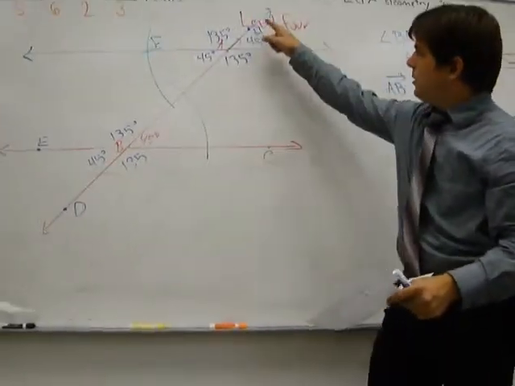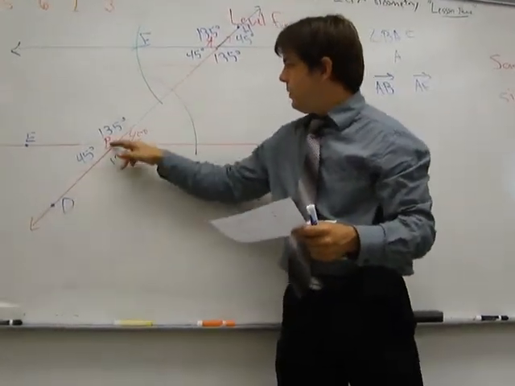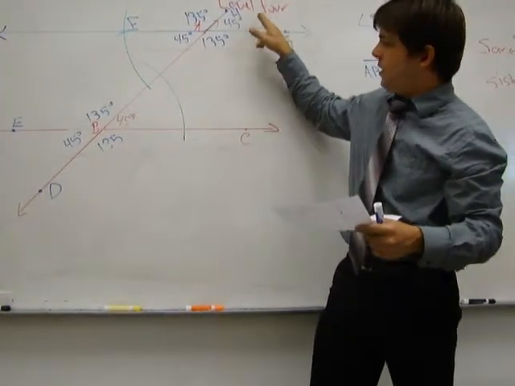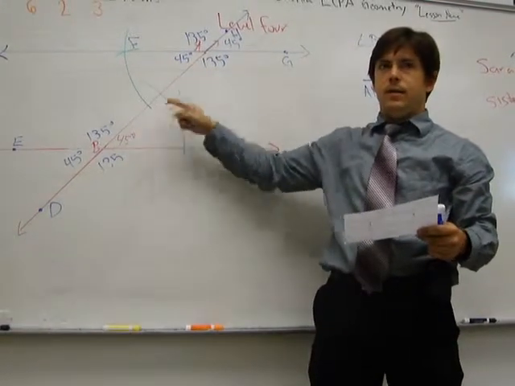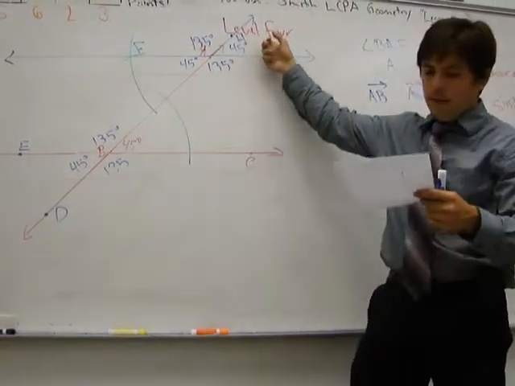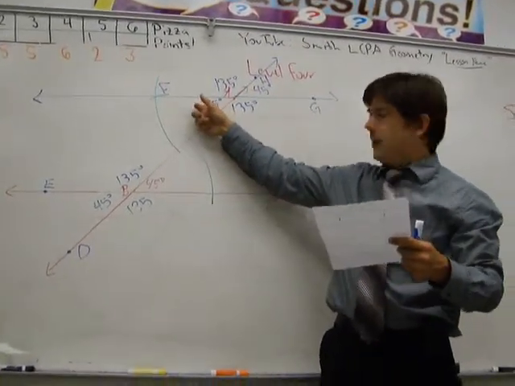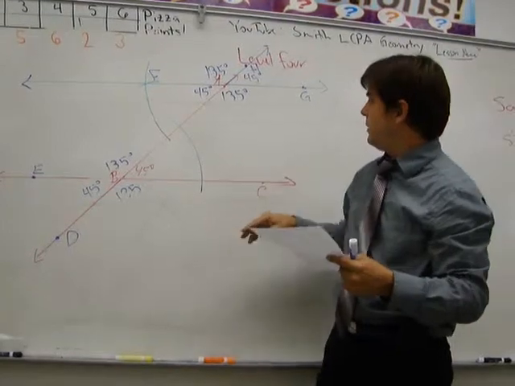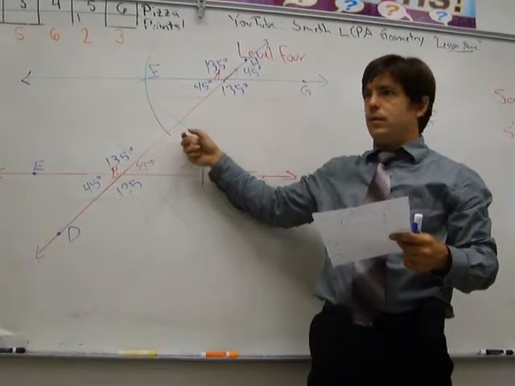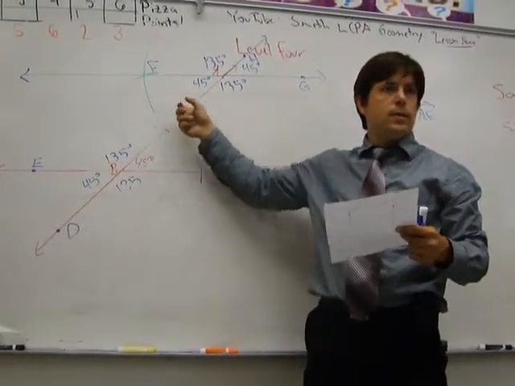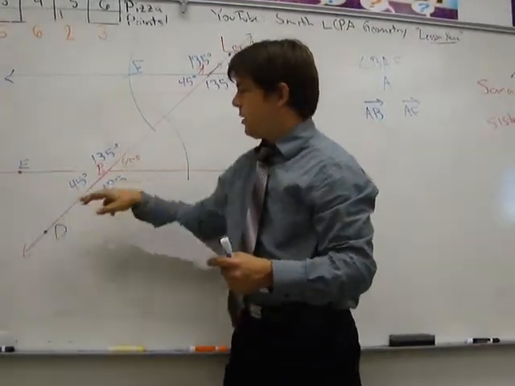Last set of questions. Angle HAG, and angle DBC. So HAG and DBC are same side exterior, is correct. Same side exterior, good. Angle FAB, which is this one, and angle CBA. So FAB and CBA are what? Alternate interiors, correct, good.